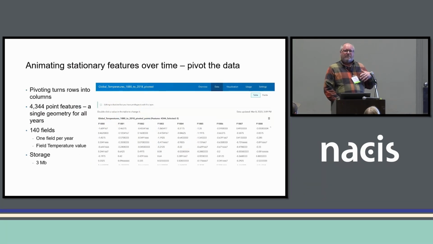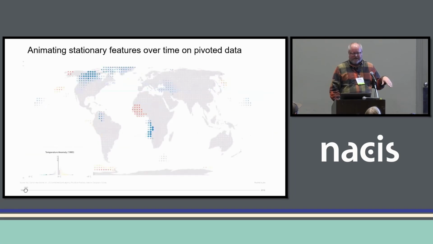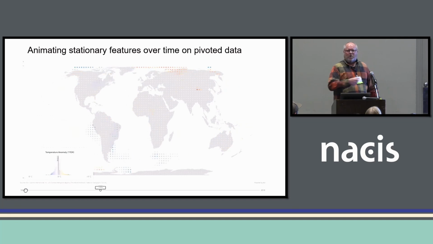Well, you can use some techniques like pivoting the data. Let's turn each of those rows of years into columns on that table. So now we've got 4,300 points and 140 fields. Each field represents a year, and we've got that temperature anomaly. Now the storage is a lot smaller, just 3 megabytes. And if we look at this animation, no problem.